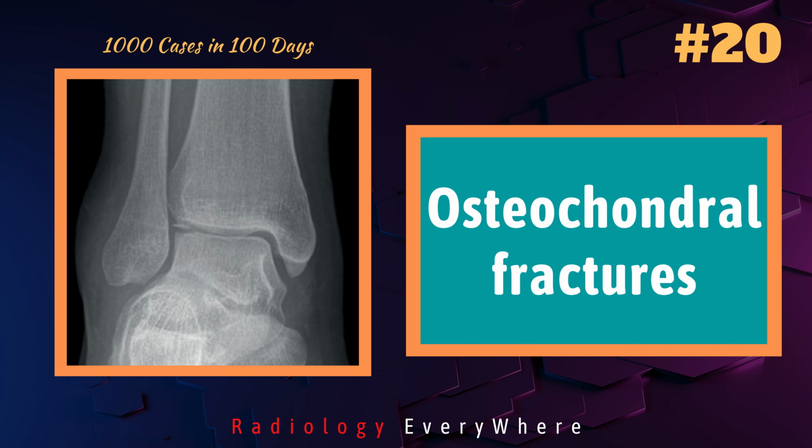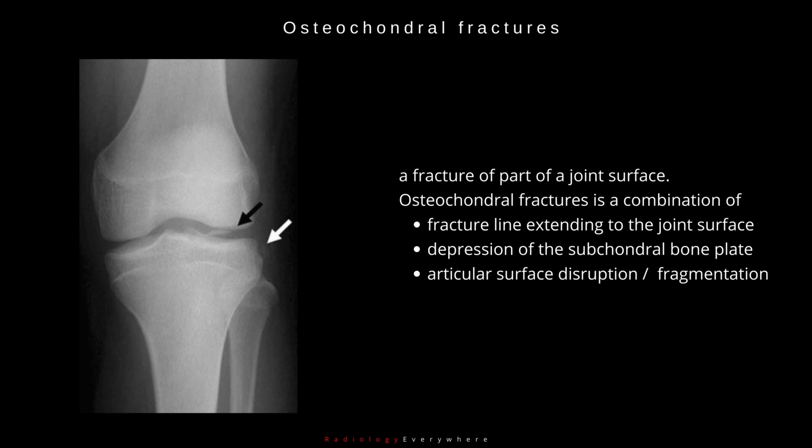In this video we discuss osteochondral fractures. The term osteochondral fracture is used when there is a fracture of part of a joint surface. Osteochondral fractures appear as a combination of fracture line extending to the joint surface, depression of the subchondral bone plate, and articular surface disruption or fragmentation.